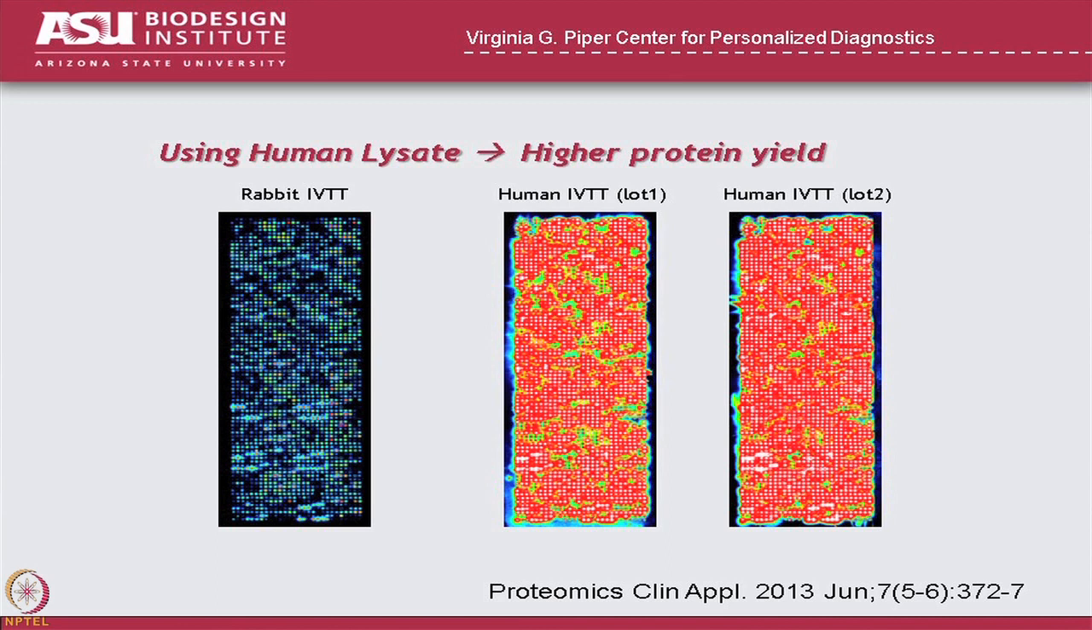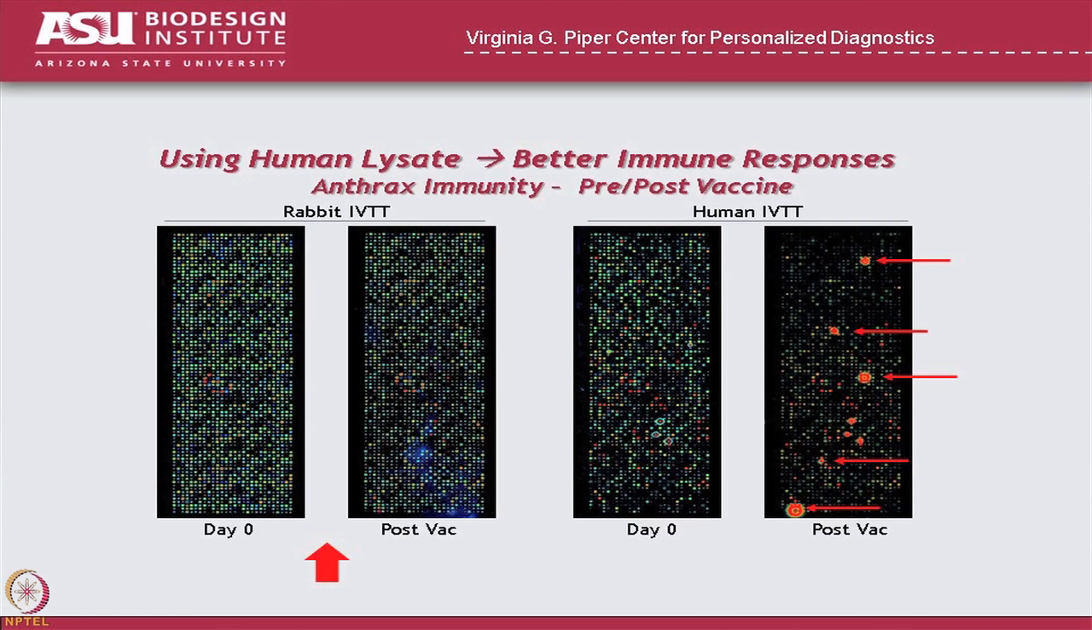This is whole human extract that includes human ribosomes and human chaperone proteins, which means there are proteins in the lysate that help these proteins fold in their natural shape. The other advantage of the human lysate is that it's less likely to inhibit immune reactions.